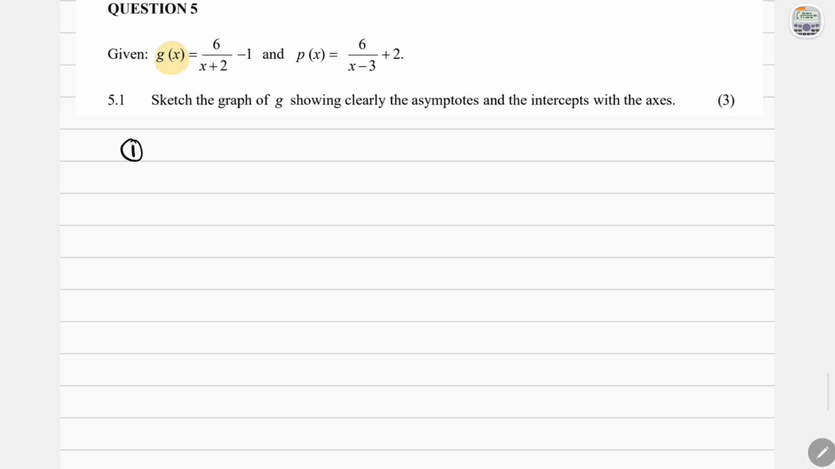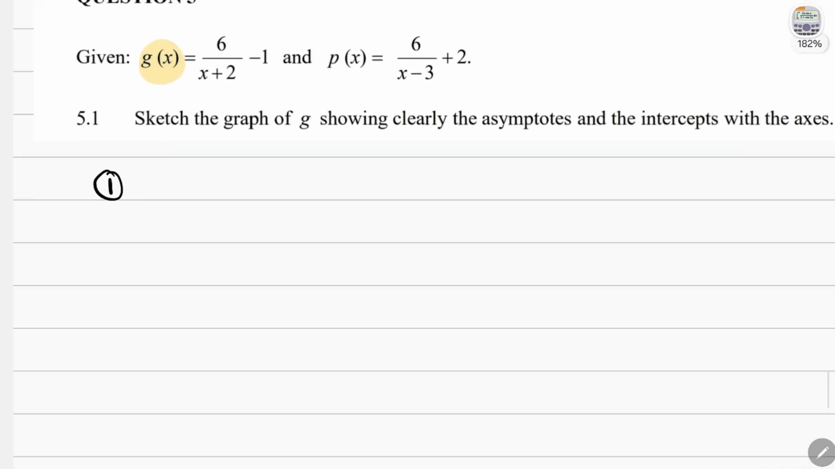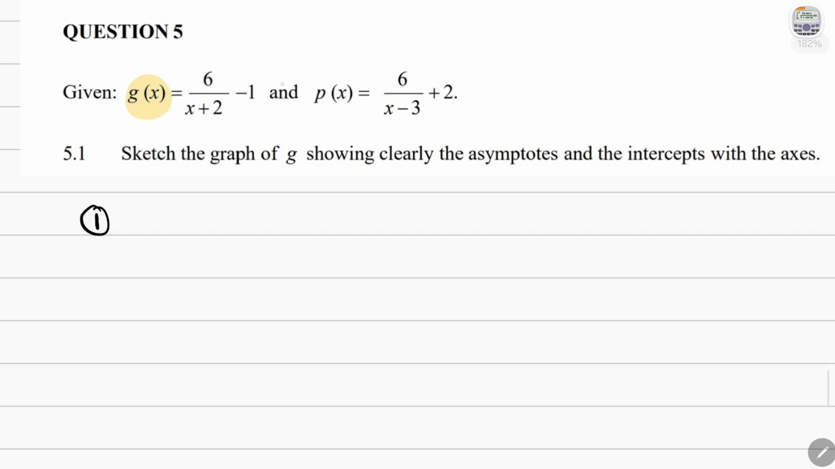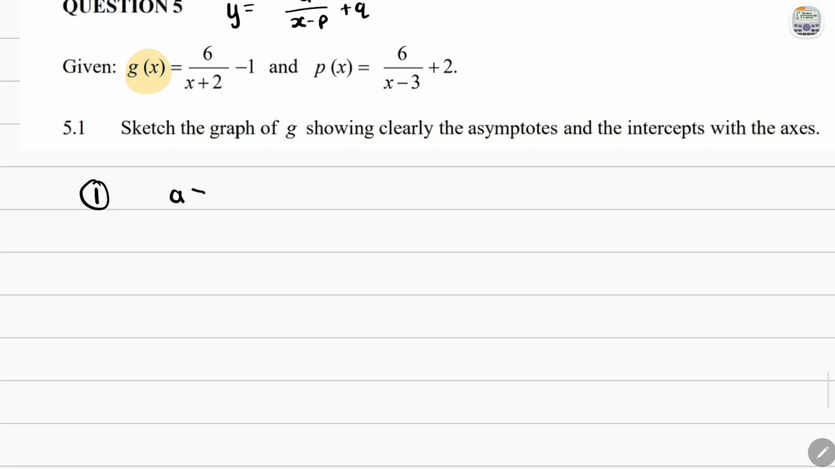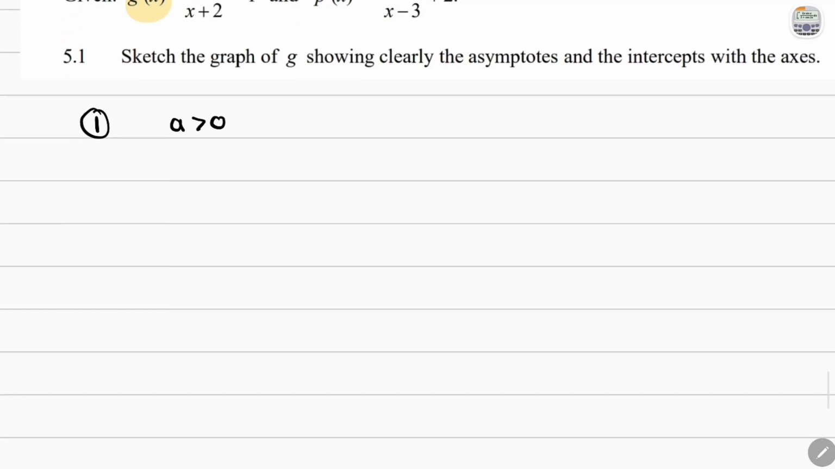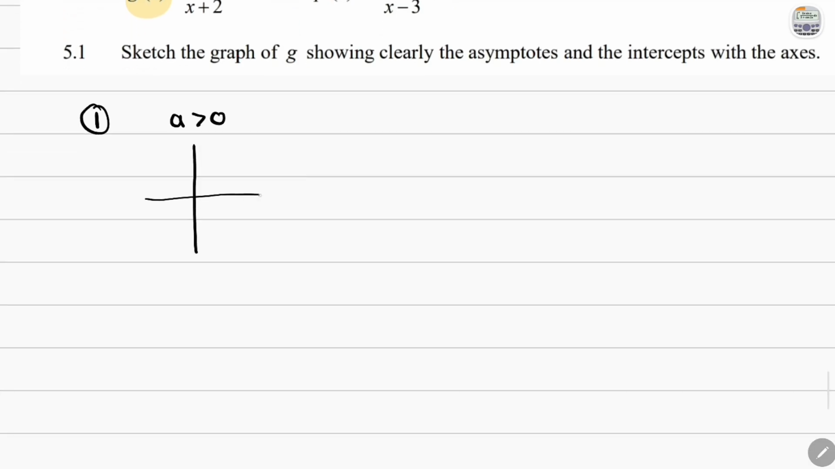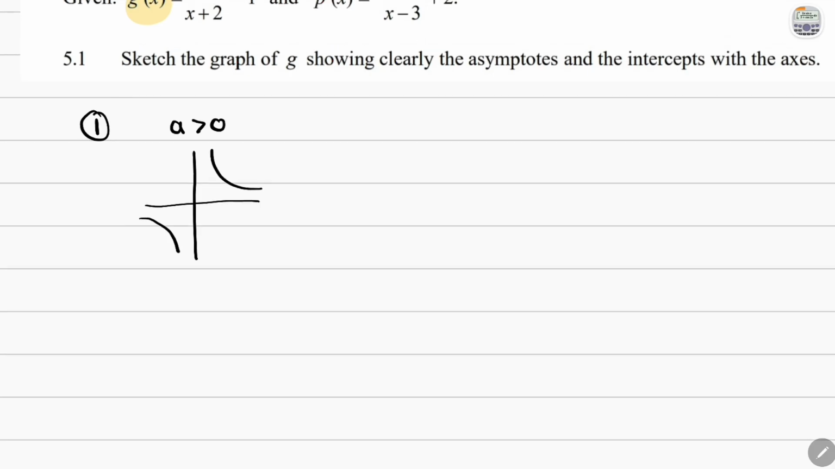With the hyperbola, we can first consider the shape. You find the shape by looking at the value of a. Remember that the hyperbola is in the form y equals a over x minus p, plus q. The value of a is clearly positive, greater than 0. What this means is that your graph is going to lie in the first and the third quadrant. So that's the shape.